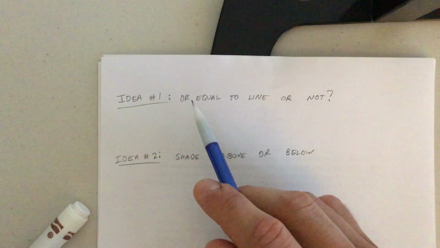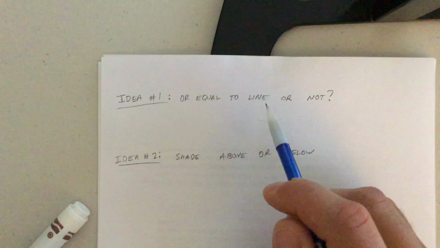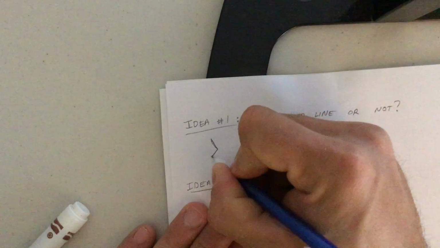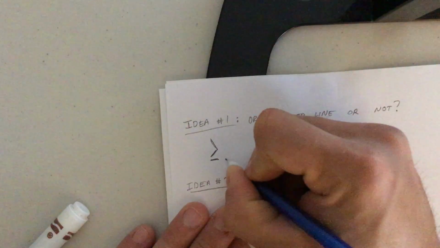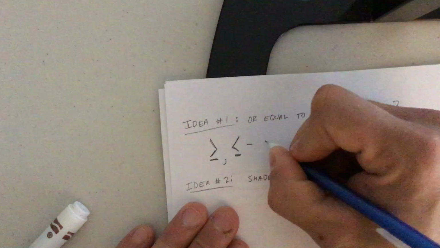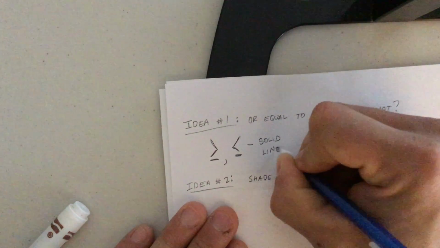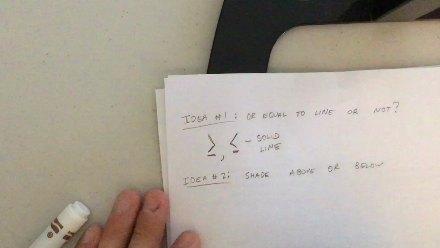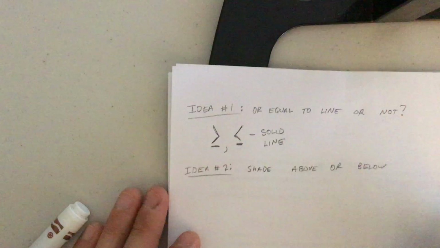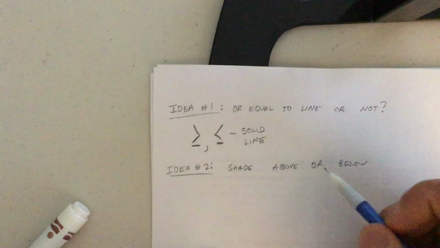Idea one: I always look for the "or equal to" line or not. In other words, is it there or not? If we have greater than or equal to, or less than or equal to, this is a solid line when we graph. Why? Because of that "or equal to" line, it's an inclusive answer. That means the line is included, which is why it's a solid line.